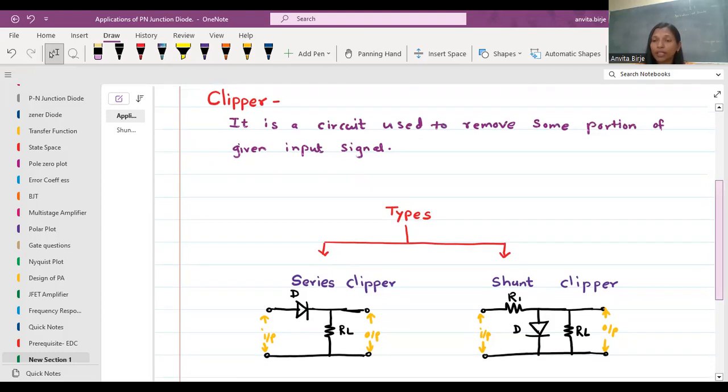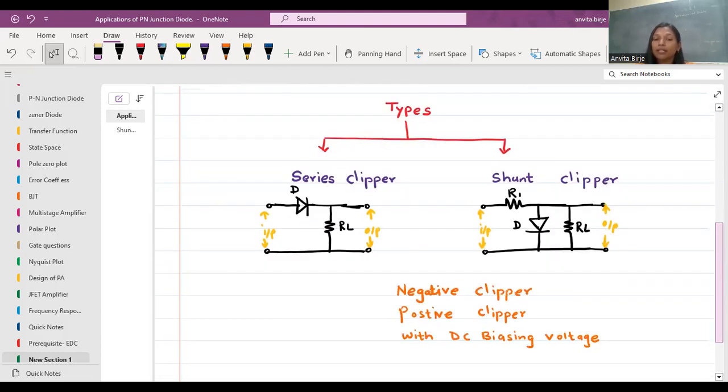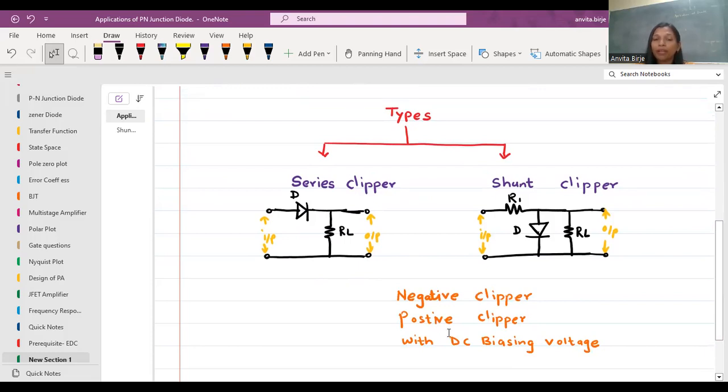Again, these two circuits are classified as negative clipper, positive clipper, and clipper circuit with DC biasing voltage. This classification is based on what portion of the input waveform we are clipping. If we are clipping the negative portion of the input cycle, then it is known as a negative clipper circuit. If we are clipping or removing the positive half cycle of the input signal, then it is known as a positive clipper. We can add DC biasing voltage in the negative clipper as well as the positive clipper.